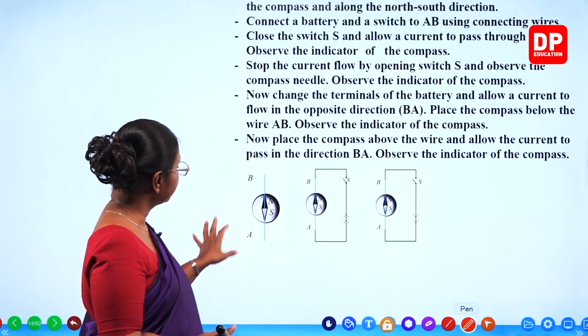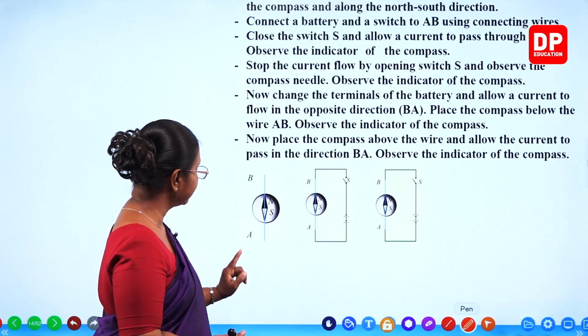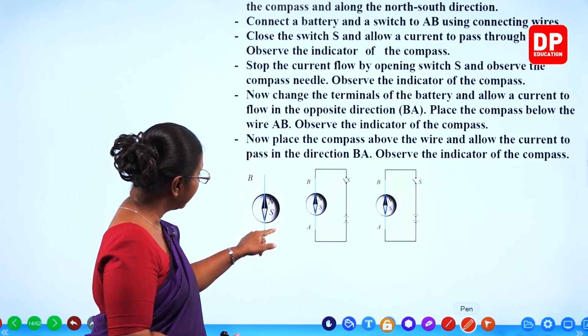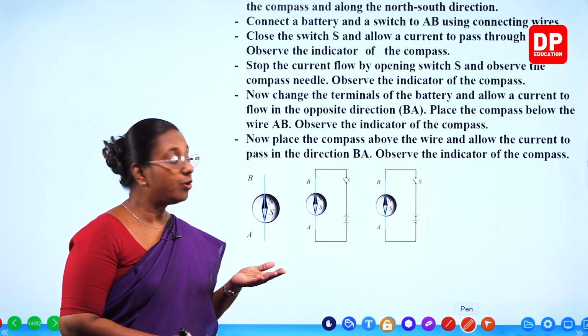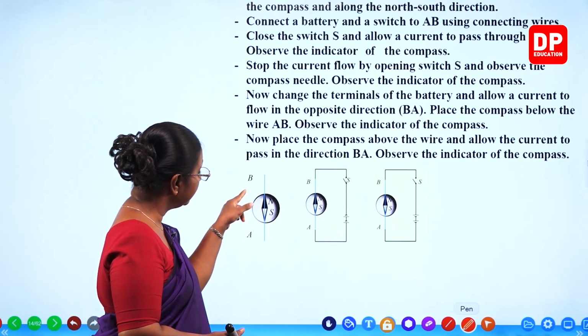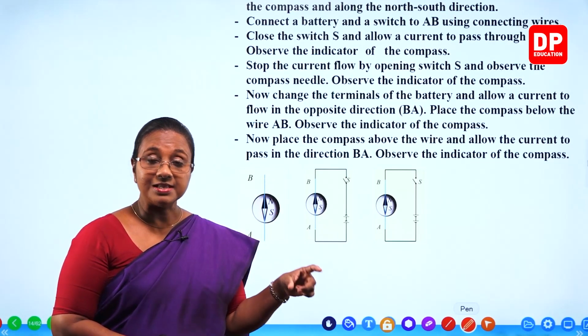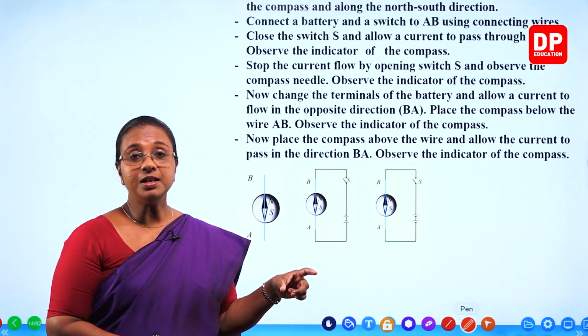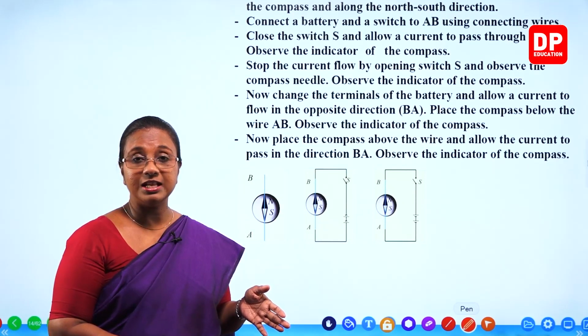So what we do is we hold the conductor AB, we label it as AB, and then we place the compass below the copper conductor. And you observe whether there is a deflection there. Or else what you can do is you can place the compass on the table. You can allow the needle of the compass to align along the north-south direction.